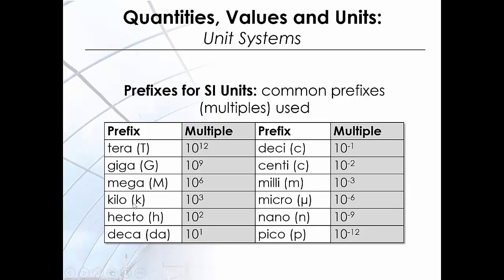The prefix centi likewise may be added to meter to indicate division by 100. Then 1 centimeter is equal to 1/100 of a meter.